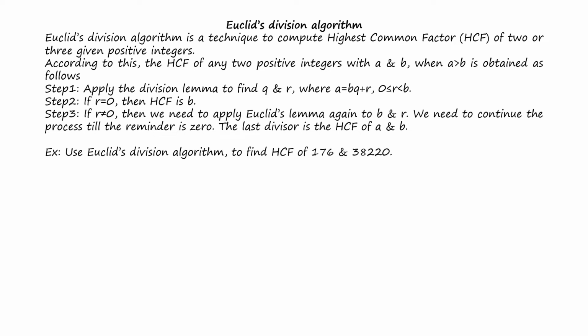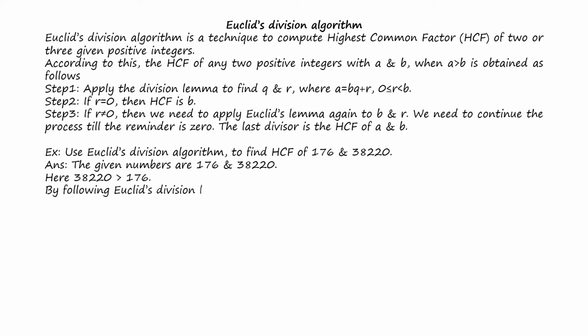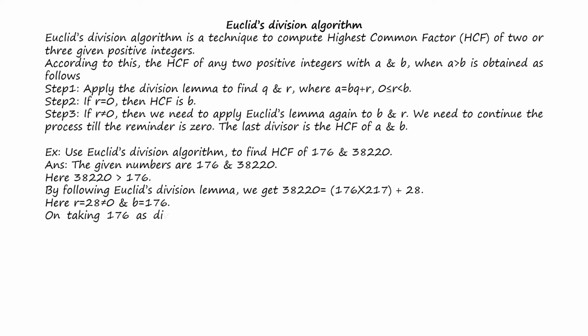Use Euclid's division algorithm to find the HCF of 176 and 38,220. The given numbers are 176 and 38,220. Here 38,220 is greater than 176. So by following Euclid's division lemma, we get 38,220 equals 176 into 217 plus 28. Here the remainder is 28, which is not equal to 0, and b equals 176.